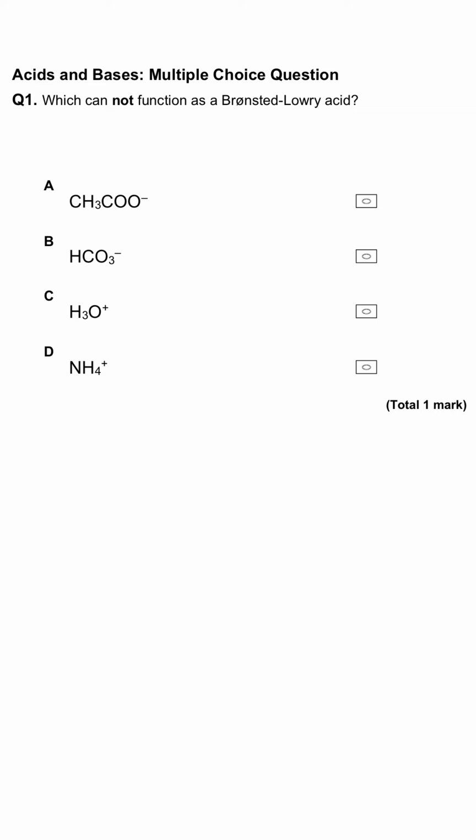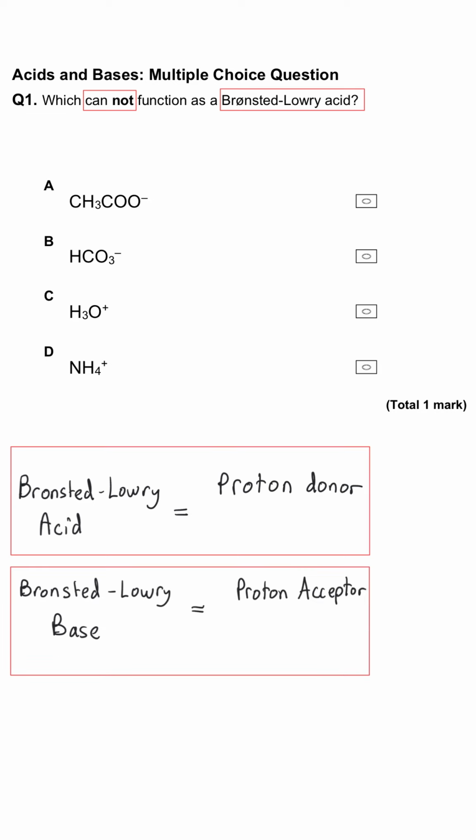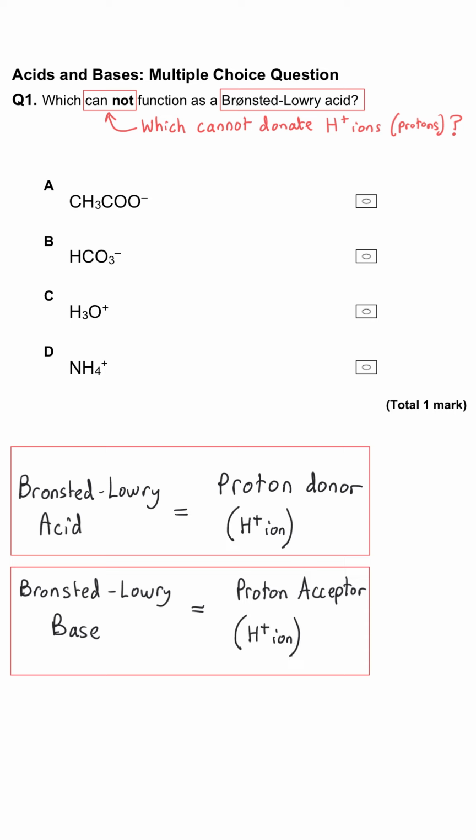Which cannot function as a Bronsted-Lowry acid? Well, a Bronsted-Lowry acid is defined as being a proton donor, whereas a Bronsted-Lowry base is a proton acceptor. And since we've been asked which of these cannot function as a Bronsted-Lowry acid, we're looking for the one that cannot donate a proton, or to put it differently, cannot donate a hydrogen ion. And so we need to look at each of our options.